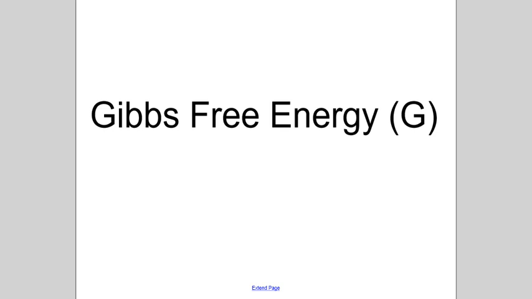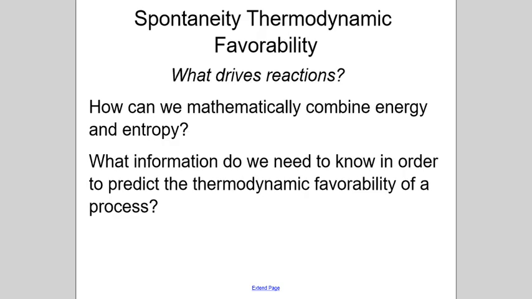So this is the first of two videos over Gibbs free energy, so delta G. So let's get this whole thing started here. Most of what this is going to look at is these two questions. How can we mathematically combine energy, so delta H, and entropy, so enthalpy and entropy, and then with that information, can we predict if something will be thermodynamically favored? And we'll define what that means as we go here too. This is essentially what these notes are going to look at here.